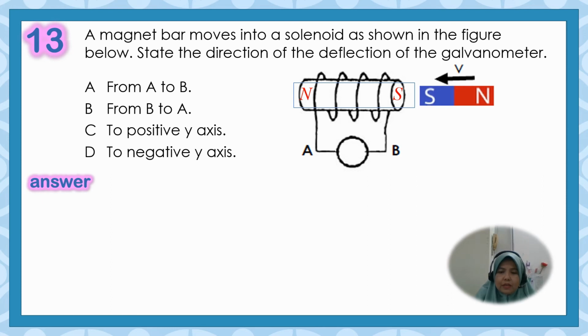After we identified the south and north at the end of the solenoid, we use the right hand grip rule to identify the current flow. Because of that, the current will flow from B to A. So the answer is B.